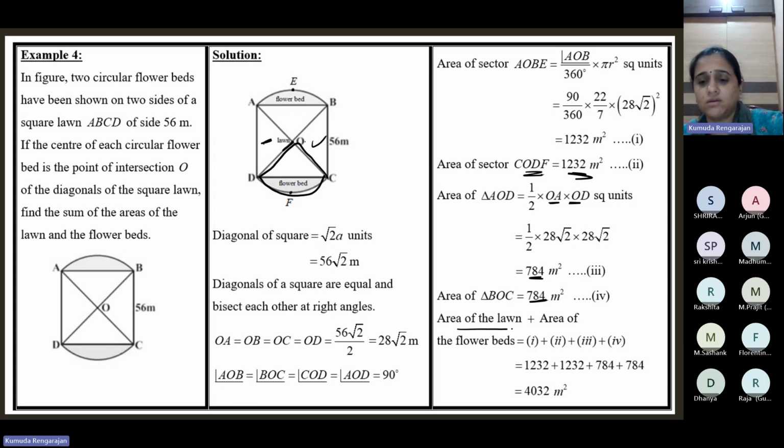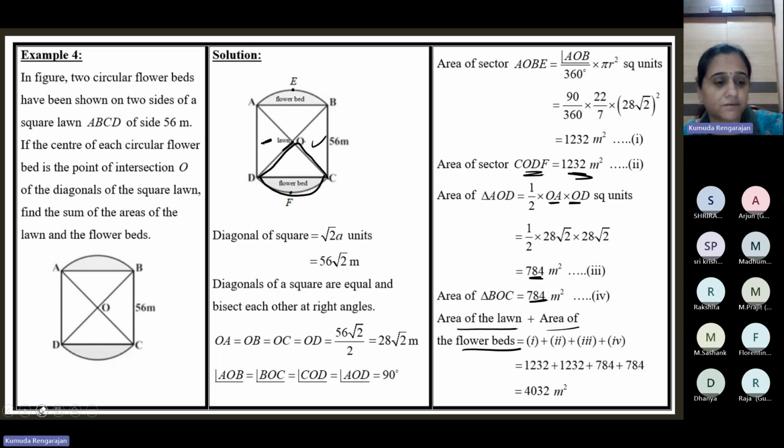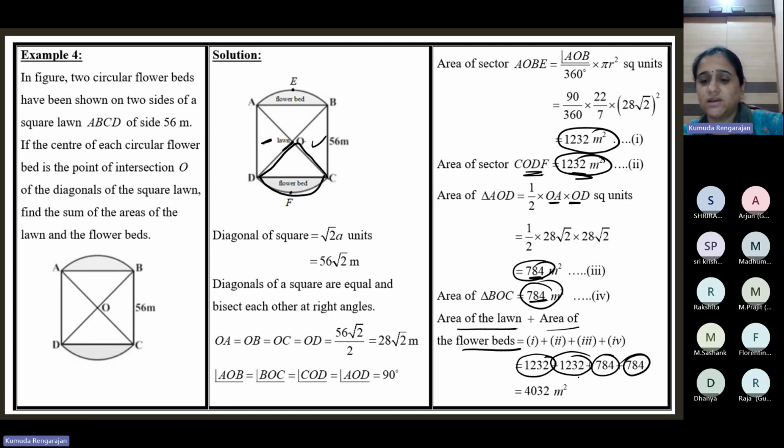So the area of the lawn plus the area of the flower beds, we need to find the sum of the areas. It will be the sum of all these things: the area of one sector, the area of the other sector, the area of one triangle, the other triangle. Add everything, you'll get the area of the lawn and the flower beds together.